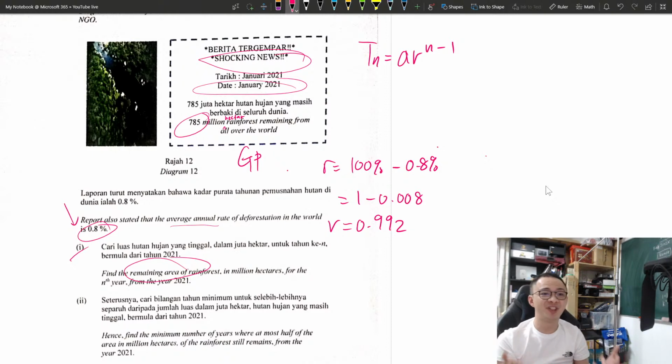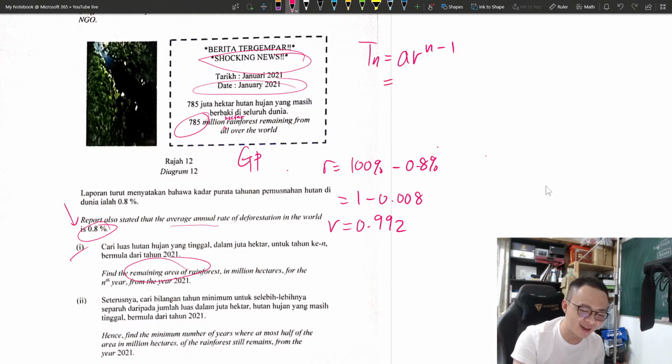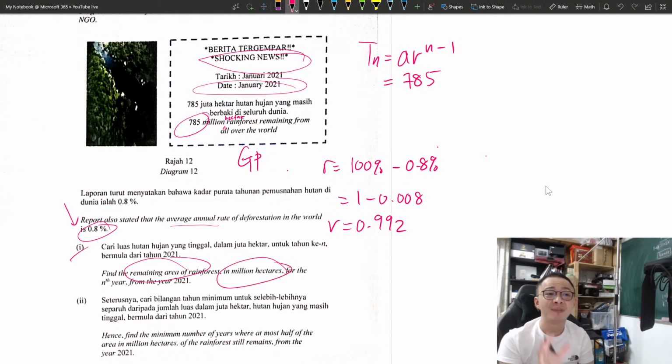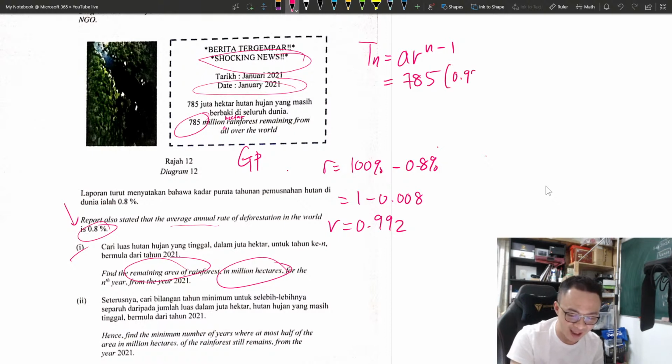If you get the overall idea of deforestation by 0.8%, then let's do it. Over here they ask about how many million hectares, so this is the reason why in my Tn I didn't write the million, or else I need to add a 10^6 there. So this number will be in million. Okay, so r is 0.992 and n minus 1. This is the answer they want for part 1.